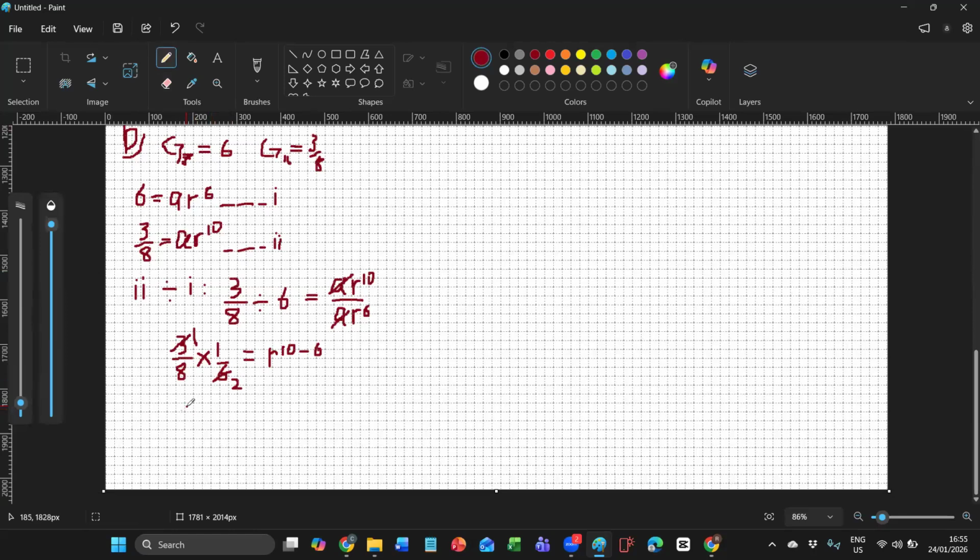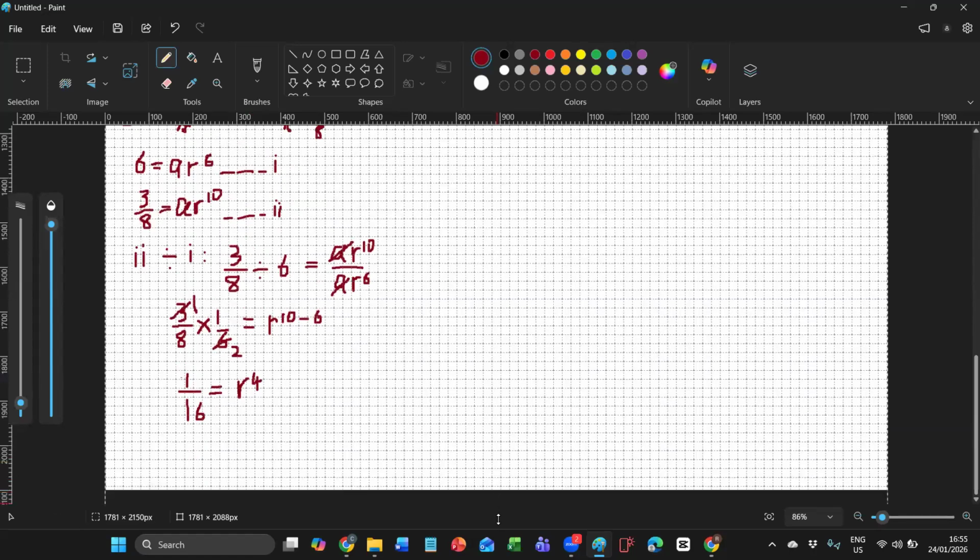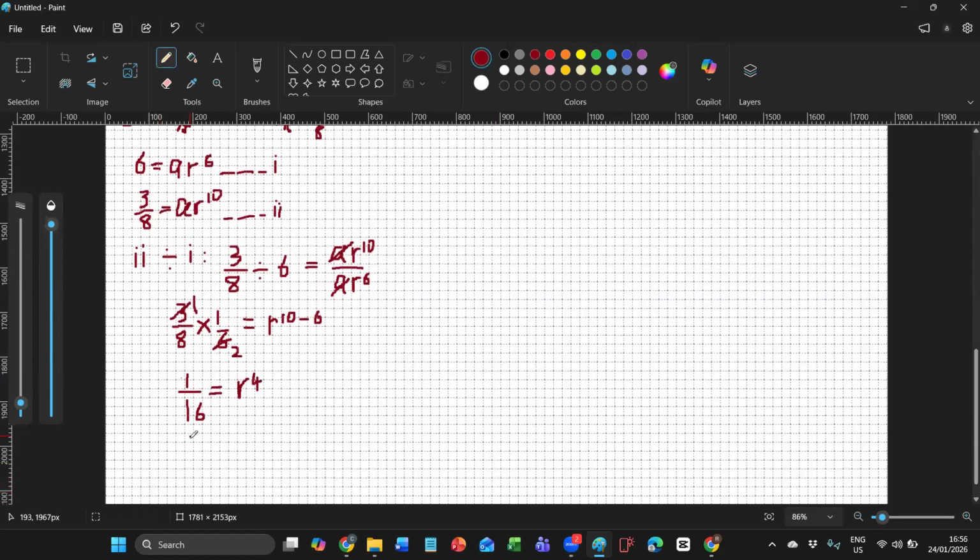Going to be 1 over 16. Okay, so I'm sure you can already see what's going to play out here. 1 over 16 equals r raised to power 4. And we're now going to take the fourth root of both sides. When I take the fourth root of 16, the fourth root of 16 is 2.